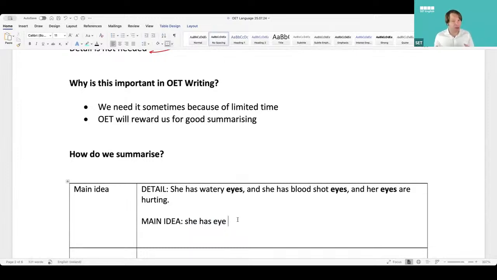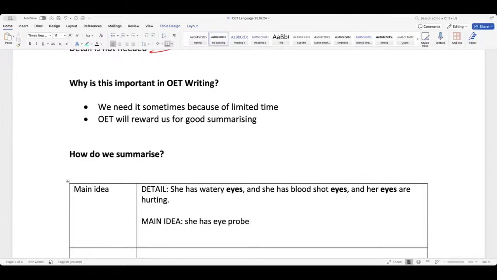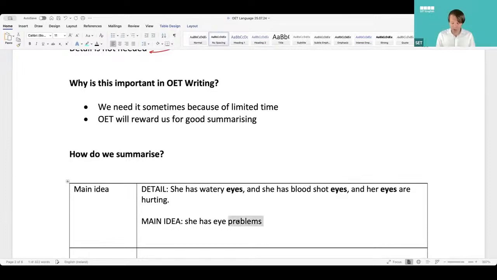Ozan, is it a good thing or a bad thing? Bad thing, definitely. So what's a word for a bad thing for eyes? Main idea word. She has eye probably. Problems. Problems, right? Yeah. So you can just say problems. You don't need to say everything. Yeah. Right. That's the idea.